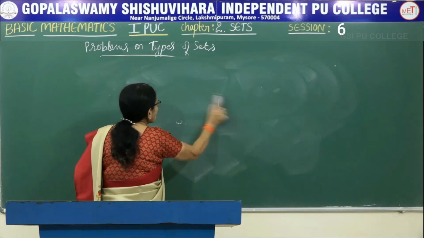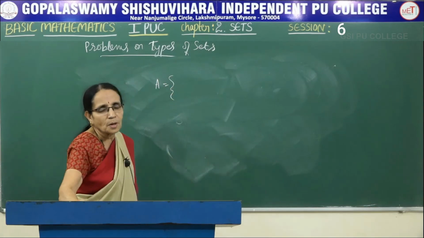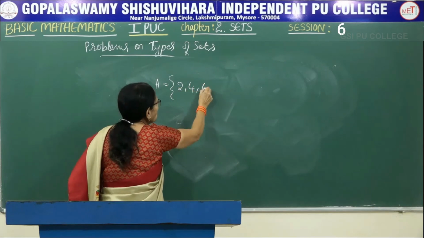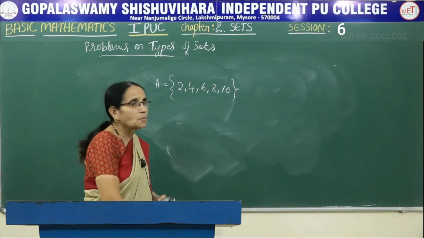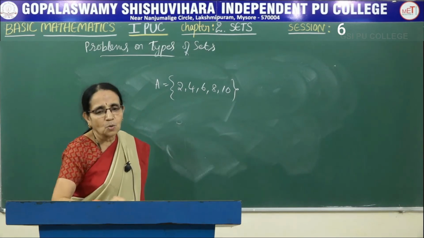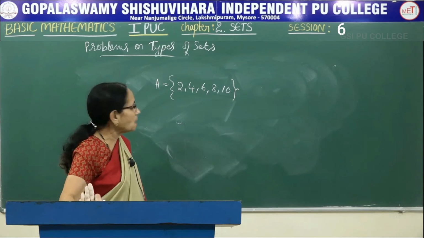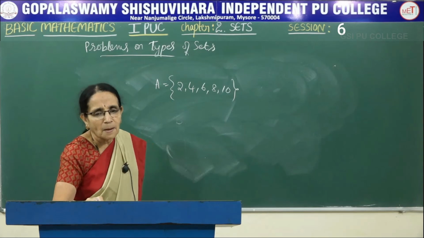Now, take another example. Here, I am giving the elements of the set A in the roster form. That is 2, 4, 6, 8, 10. What are these elements? They are even numbers. 2, 4, 6, 8, 10. That is, it contains the even elements between 1 and 11. I can say that. Next is B.